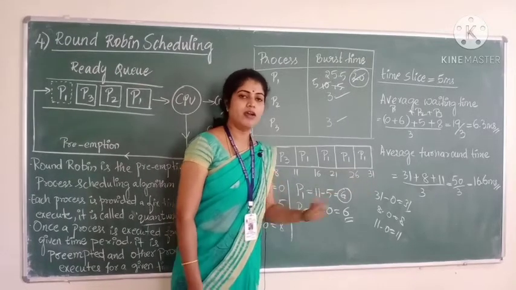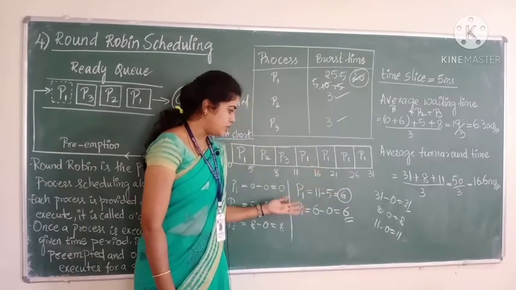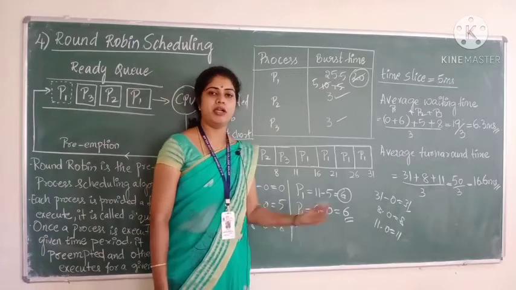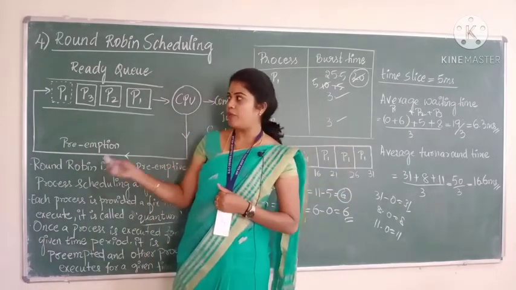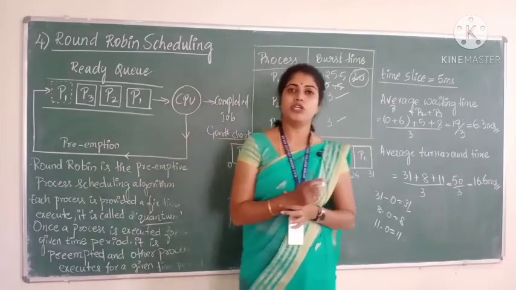Okay, this is the way you write a Gantt chart, and by using the Gantt chart, you will be calculating average waiting time and average turnaround time. Okay, and round robin is one of the preemptive scheduling algorithms.